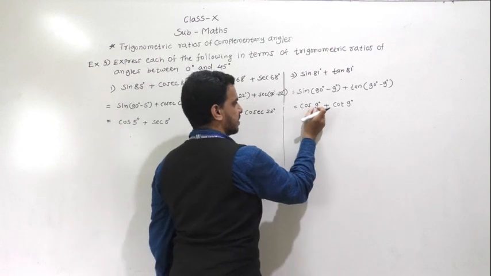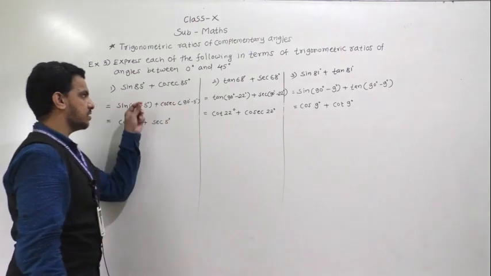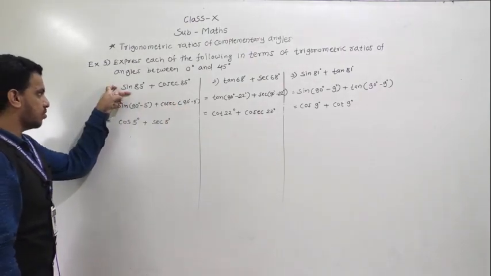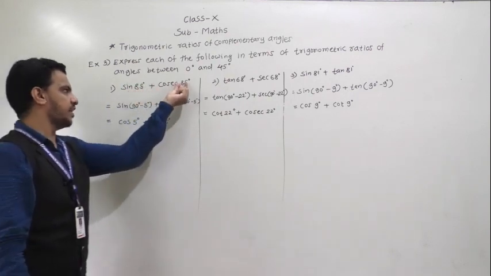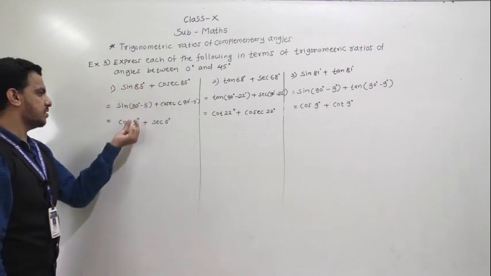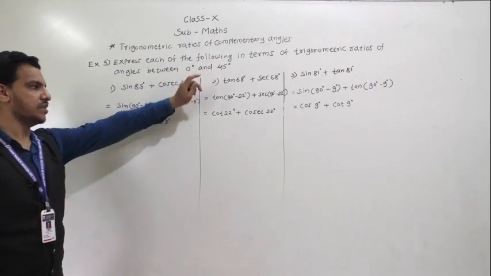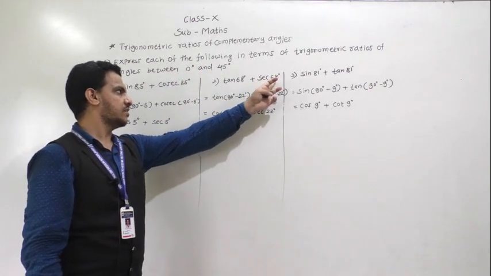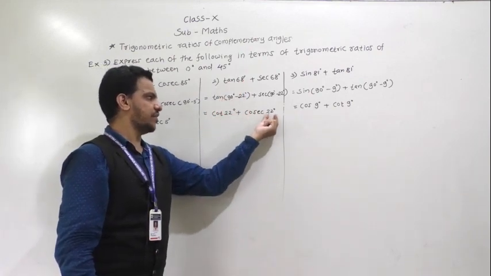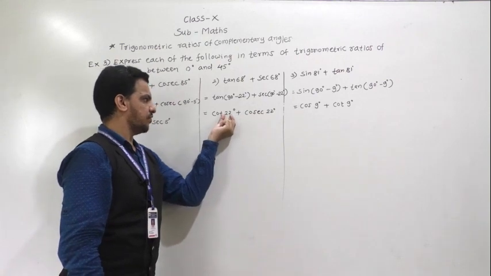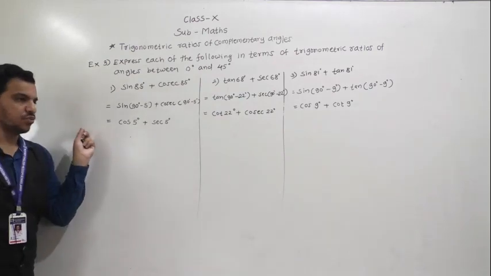Now here these angles are between 0 degree and 45 degree. So we only have to express these trigonometric ratios in angles between 0 degree and 45 degree. Here the 85 degree ratios we express as cos 5 degree and sec 5 degree, and 5 degree is between 0 degree and 45 degree. Similarly, tan 68 and sec 68 we express as cot 22 degree and cosec 22 degree, because the angles are between 0 degree and 45 degree. Similarly the third one. Now we will take the fourth example.